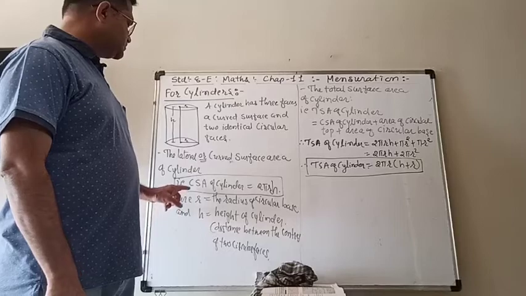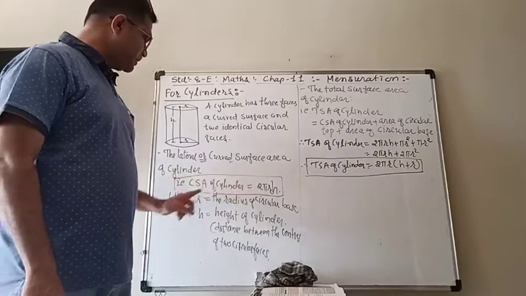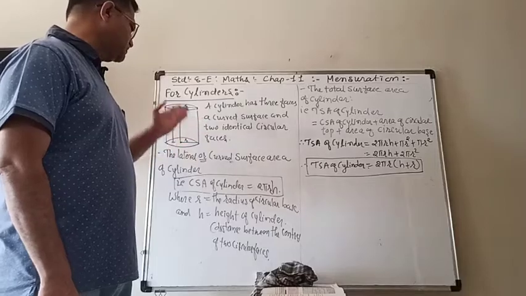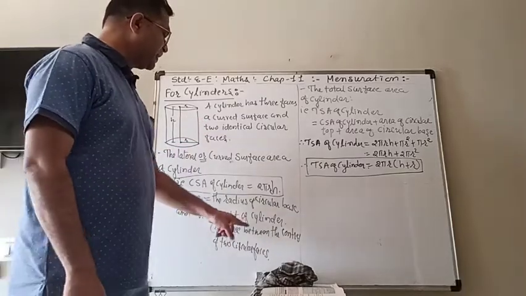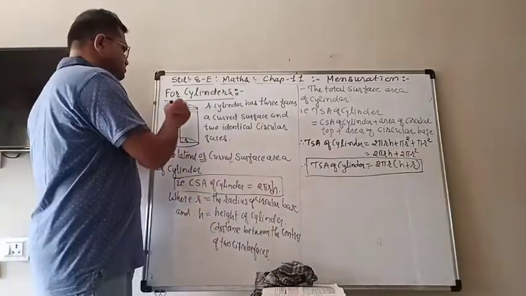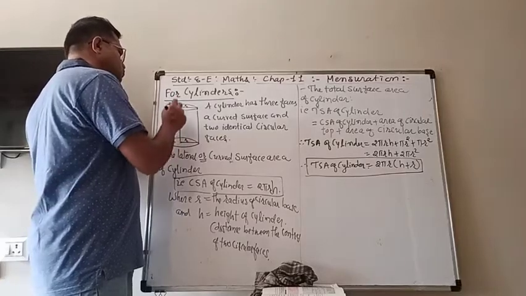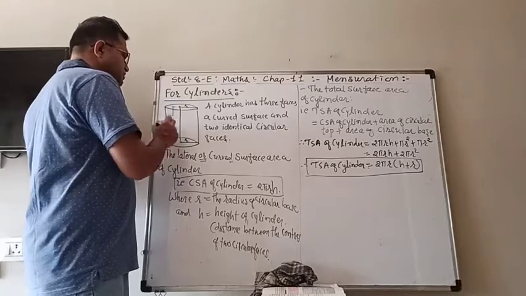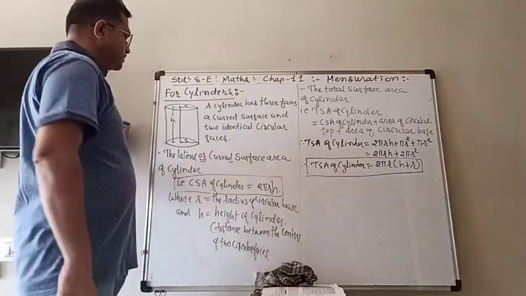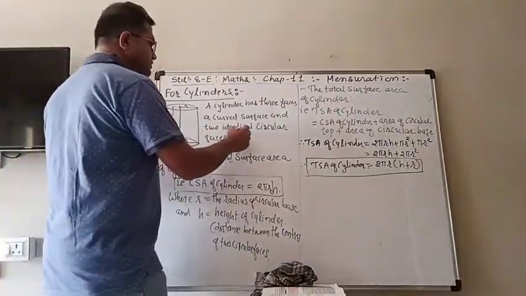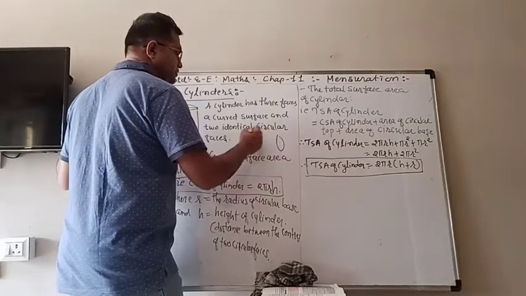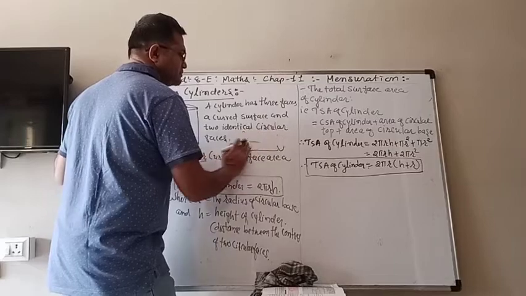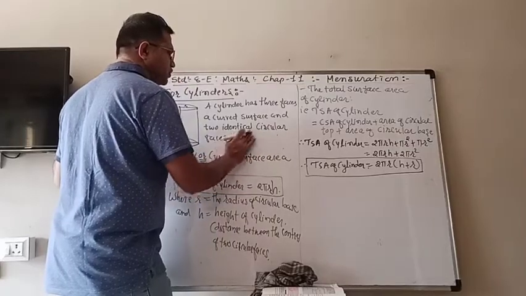So the CSA of cylinder is 2 pi r h, where r is the radius of the base or the top, any one, because they are the same, and h is the height. Height is the distance between the centers of the two circular surfaces. Means from that center to that center, that is known as the height of the cylinder. The cylinder can be lying like that also, but here also that is known as the height. It doesn't matter whether it is vertical or horizontal.